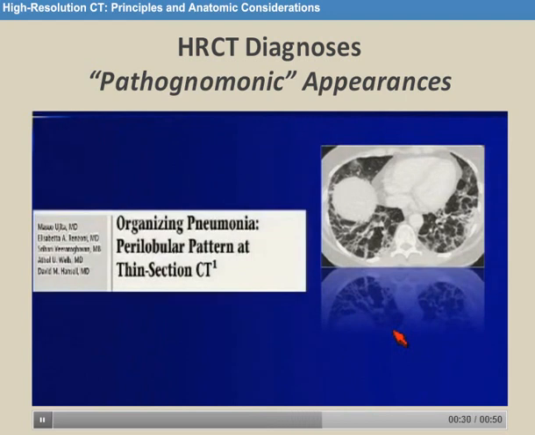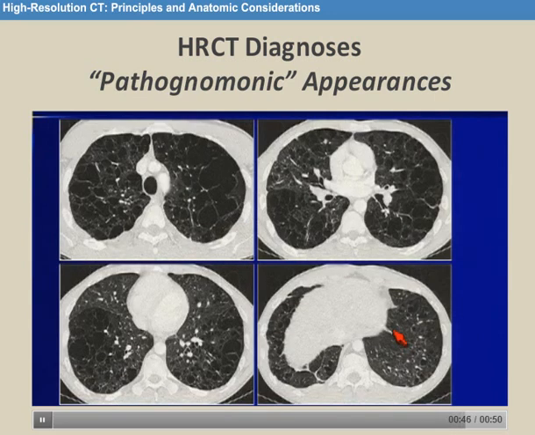And if you are following the literature, you will have seen this paper published a few years ago from my old boss, David Hansell's group, of a perilobular pattern. And this pattern is consistent with organizing pneumonia. So the next time you see this pattern with this striking perilobular distribution, think about organizing pneumonia, and you're almost certainly guaranteed to be right.